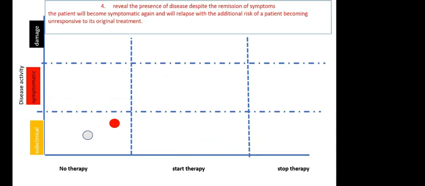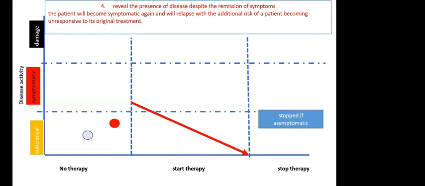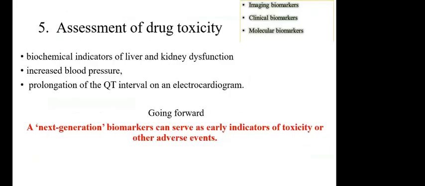Another use is to reveal the presence of disease despite the remission of symptoms. We usually stop treatment if the patient is asymptomatic, but those patients could be clinically inactive yet biologically active. So we could use a biomarker, as I said, to reveal the presence of biologically active disease despite an asymptomatic patient. Why is this important? Because the patient will become symptomatic again and will relapse, with the additional risk of the patient becoming resistant to his original treatment.